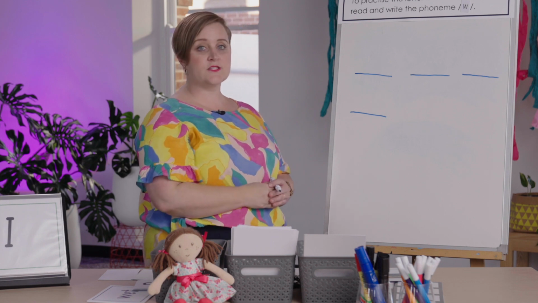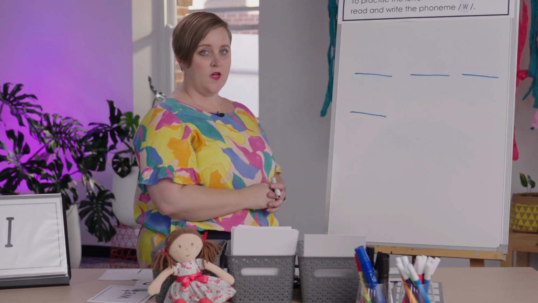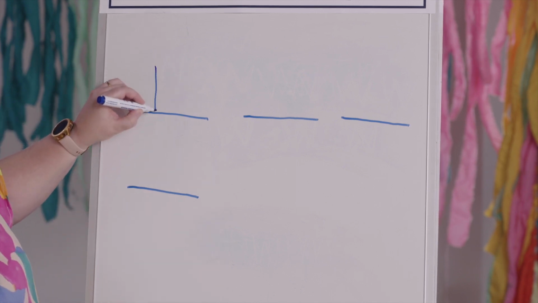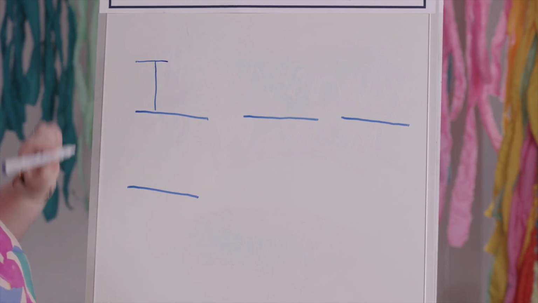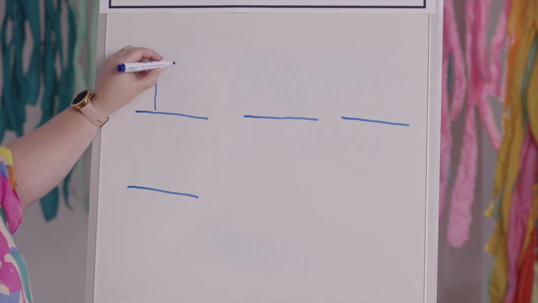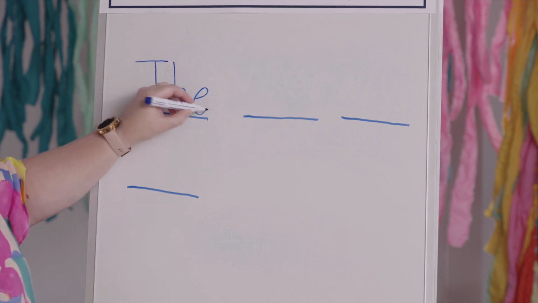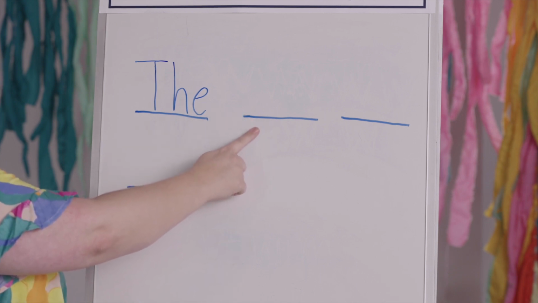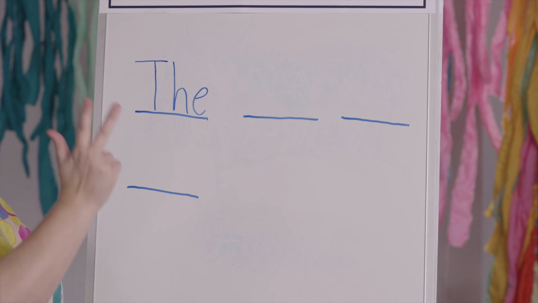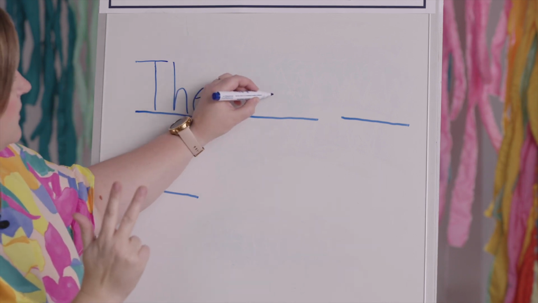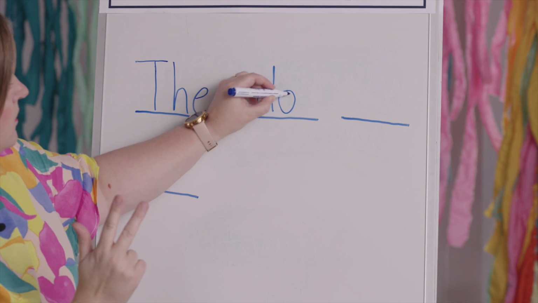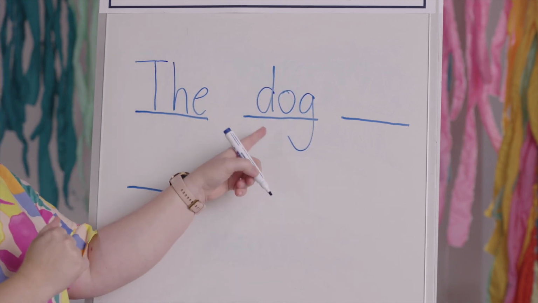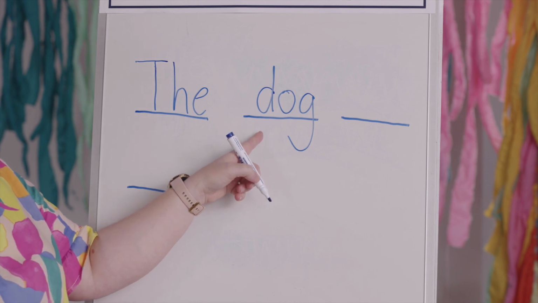Okay, let's check. Let's go through this together. The first word was the. I'm going to write a capital letter T because it's the beginning of a sentence. T, H, E, the. Our next word was dog. Let's tap those sounds. D, o, g. And I'll write them down. D, o, g. Does yours look like mine? Fix it up if it doesn't, but give yourself a tick if it does.